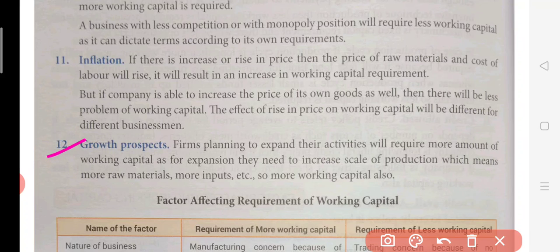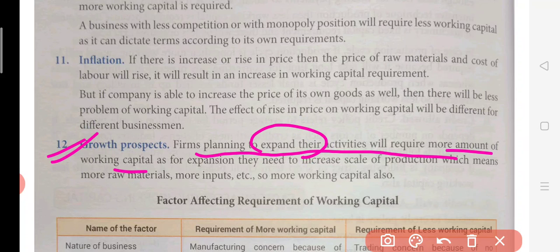Now the growth prospect. So if the firm is planning to expand their activities, it will require more working capital. Okay, so the same point is there, like in fixed capital it was there. So if you are planning for expansion, the company will try to expand and open more branches, so there what will happen? They require more working capital.